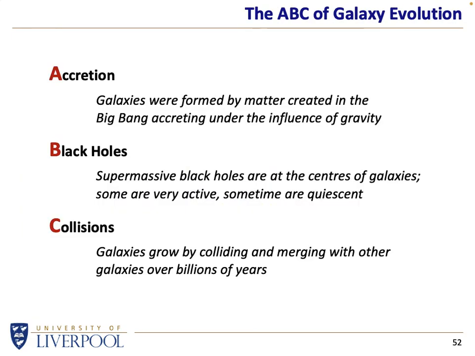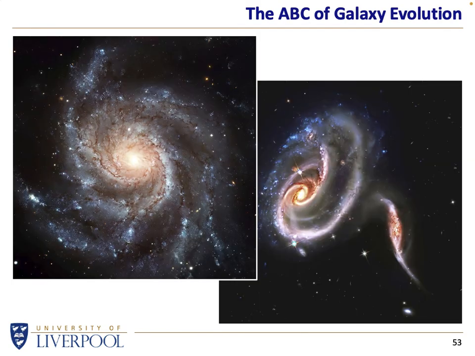So just to recap, I've had my 45 minutes and a few minutes. So the ABC of galaxy evolution, the three most important factors that determine why galaxies are the way they are, how they came to be the way they are, is that they are accreted under the influence of gravity from hydrogen made in the very early universe, shortly after the Big Bang. We know that there are black holes at the center of every galaxy, but we don't fully understand the role they play in galaxy evolution. And we know that collisions and mergers between galaxies have been absolutely critical to understand how galaxies have changed from the very early universe to the galaxies that we see today, including our own Milky Way galaxy.